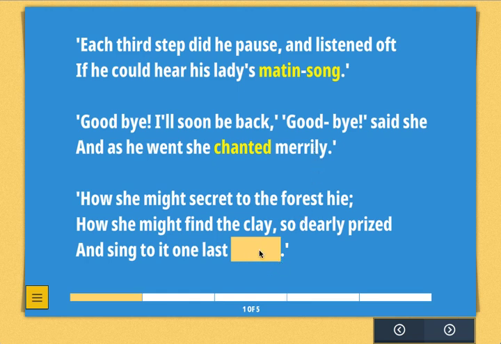And then the last one: "how she might secret to the forest high, how she might find the clay so dearly prized," the clay being Lorenzo, "and sing to it one last lullaby." So we've got this bit being the culmination of the singing and the sound references, and that desire to sing one last lullaby to Lorenzo upon finding him.